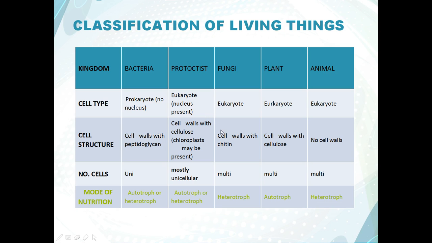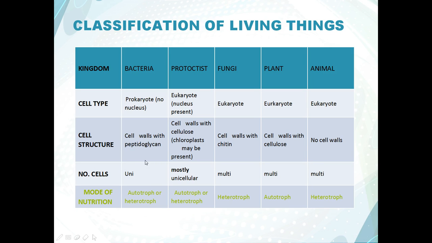So first of all, the cell type of a bacteria is a prokaryote, and that is the only prokaryote out of the 5 kingdoms. So the only kingdom whose cells don't actually have a nucleus is the bacteria. Everything else does. For the cell structure, generally we're talking about the material of the cell wall, if they do have a cell wall.